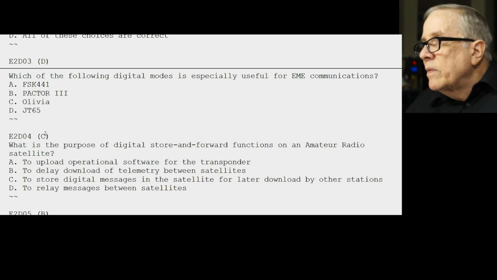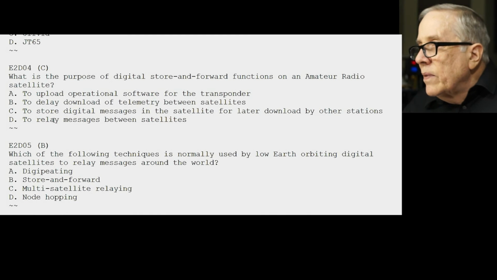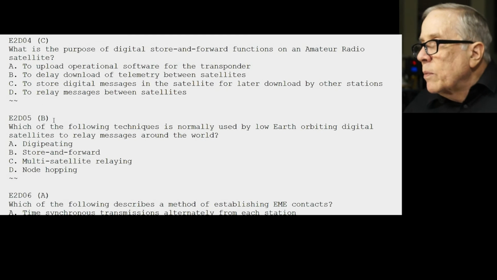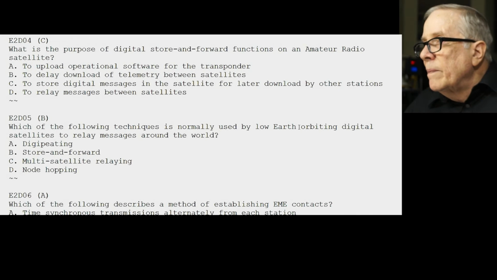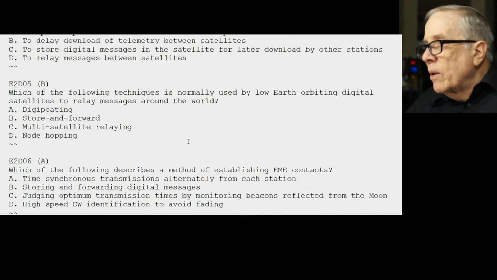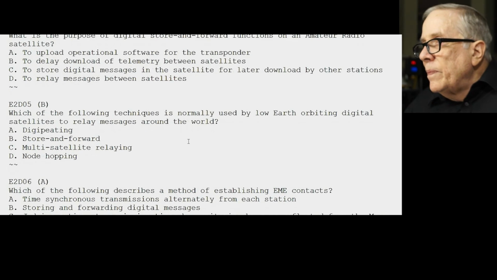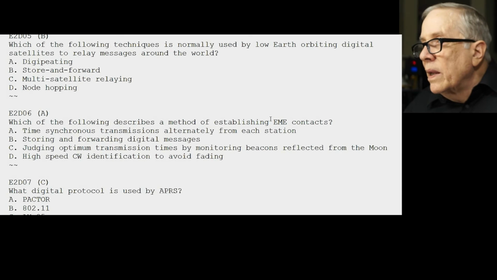E2D04, what is the purpose of digital store and forward function on an amateur satellite? The answer is C, for digital messages to be downloaded later. E2D05, which of the following techniques is normally used for low Earth orbit LEO digital satellites to relay messages around the world? And the answer is B, they're stored and forwarded.